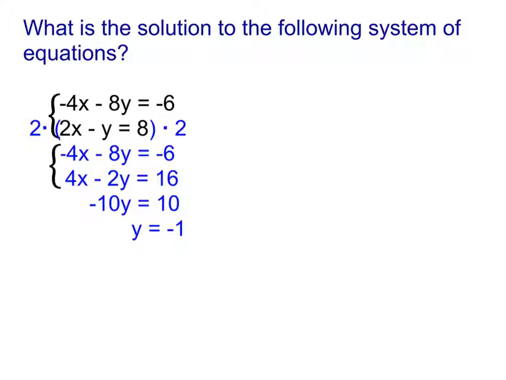Those are going to add to 0 and therefore eliminate when I add them. That's the whole goal of multiplying it. It's making it so that one of these will add to 0. And so I add them down and I get y equals -1.